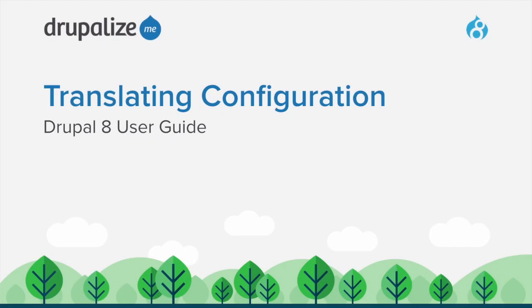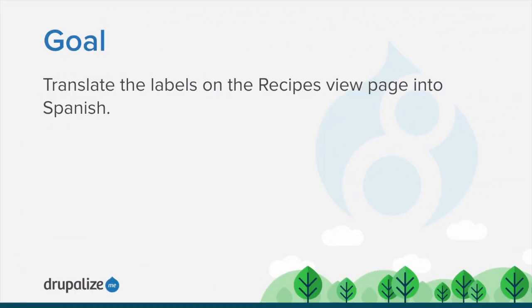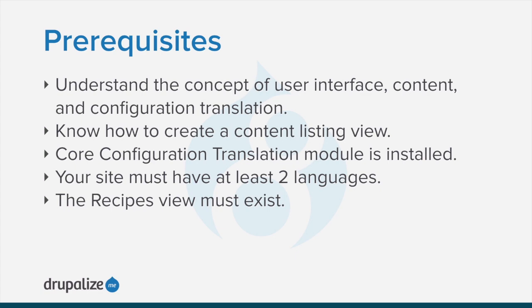In this tutorial, we'll walk through the process of translating configuration. By the end of this tutorial, you will understand how to translate the labels on the recipe view page into Spanish. To follow along, you should understand the concept of user interface, content, and configuration translation in Drupal, and know how to create a content listing view.